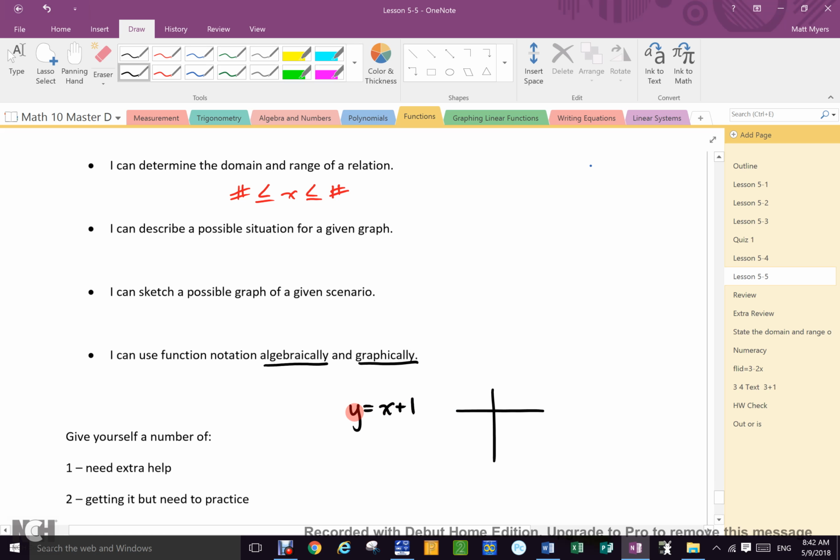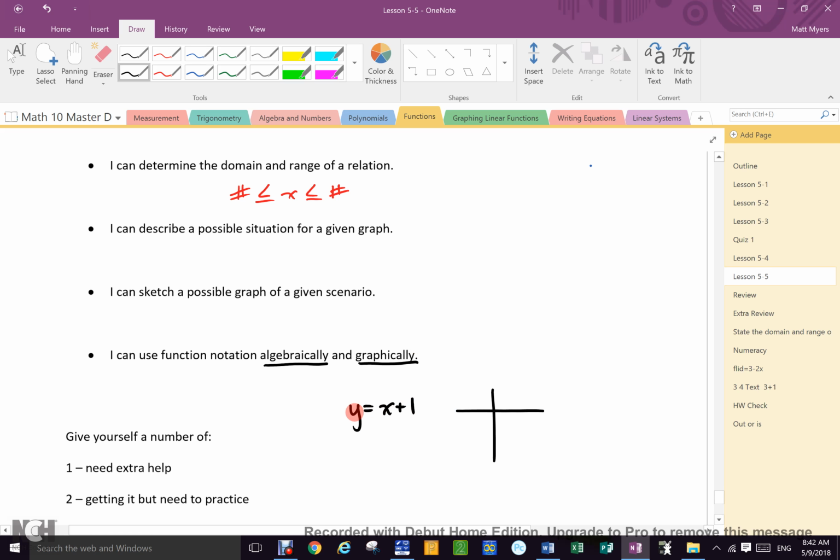What is the... How are you going to fill in this chart? Great. Where? YX. X is the input. So I put in some numbers. 1, 2, 3. What are the Y's? 2, 3, 4. Everybody good?